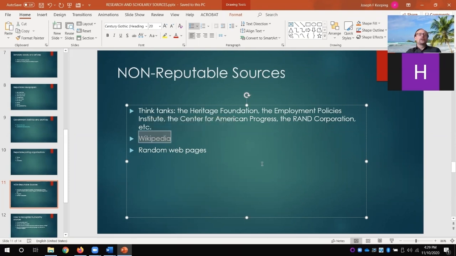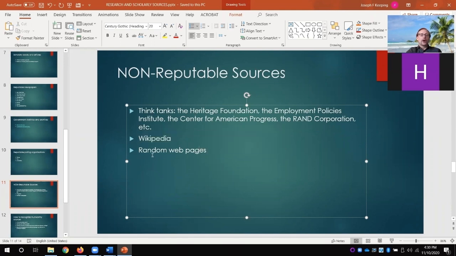Wikipedia. Wikipedia is a special case. I think it's somewhere in my contract as a professor that I'm supposed to tell you not to use Wikipedia as a source for research, which is a little bit dishonest because I use it all the time. So there's a correct way and an incorrect way to use Wikipedia. The thing about Wikipedia is that the articles are supposed to cite sources. So if you want an answer to a question, you can go to Wikipedia, look at the sources they use, decide whether or not the sources are authoritative, and then see what they say. So Wikipedia is a good place for you to start your research, just so long as you don't finish your research there. I hope that makes sense.